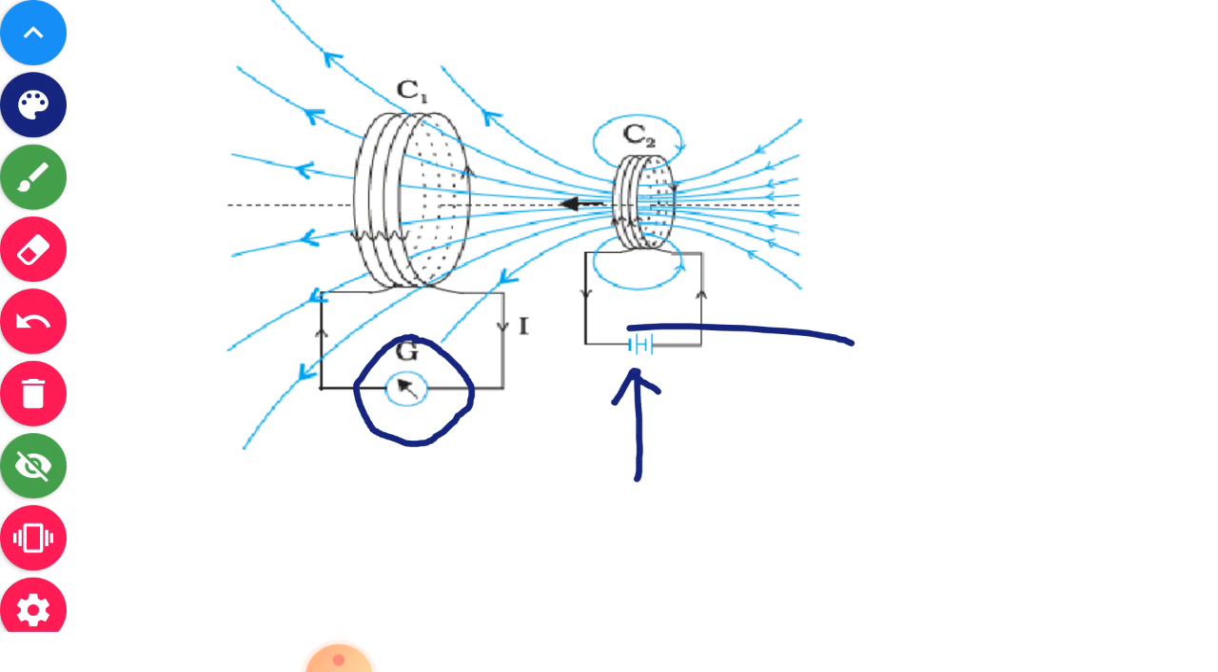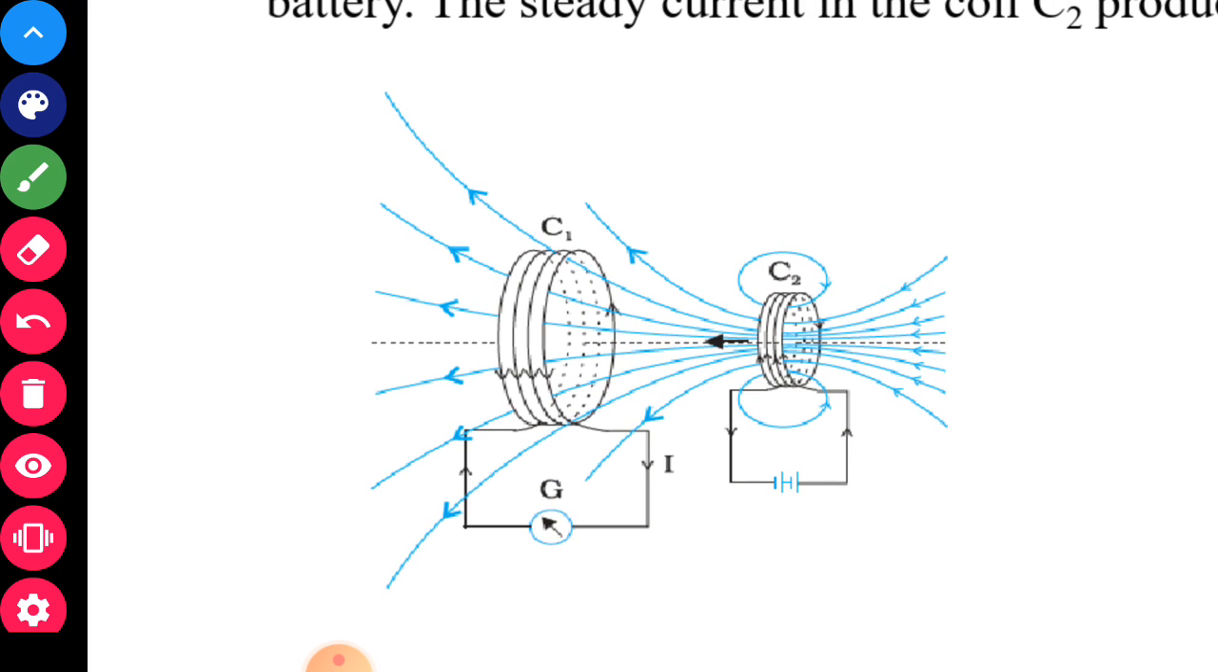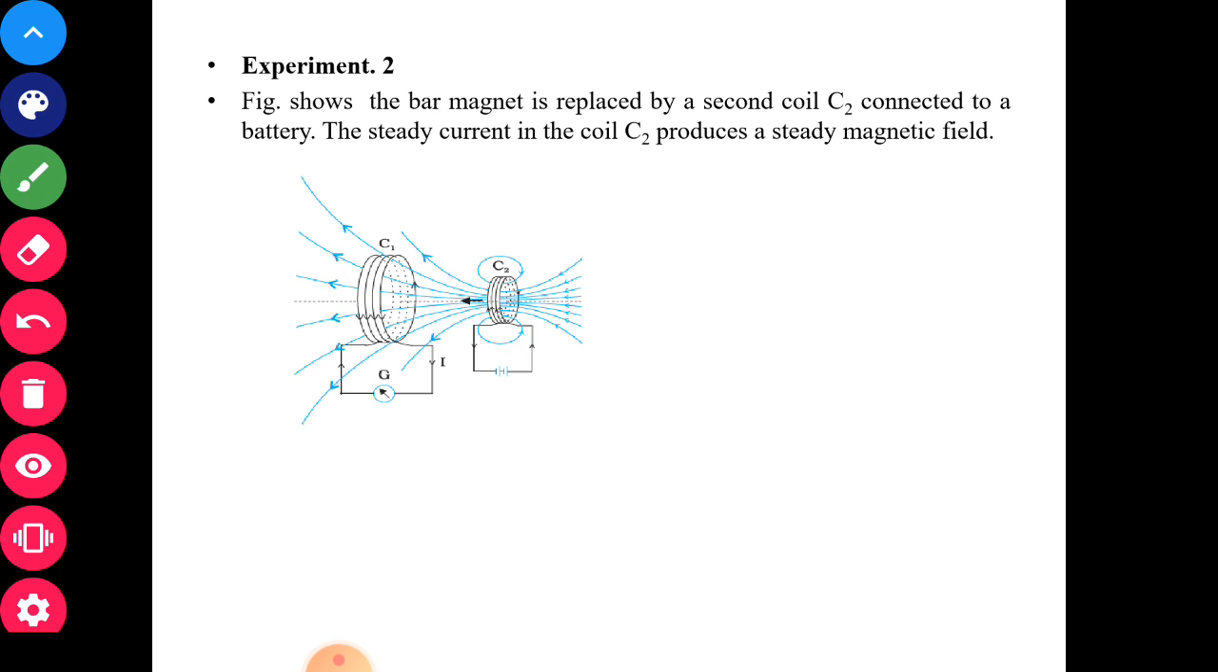So when the circuit is completed, the current will pass through the coil C2. Now C2 is connected to a battery. A steady current is passing through C2 which produces a steady magnetic field. Now as you know, when the current is passed through a coil or any conductor, then a magnetic field is produced around it.